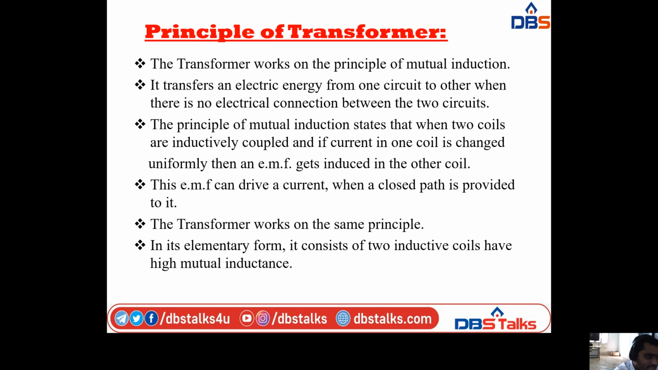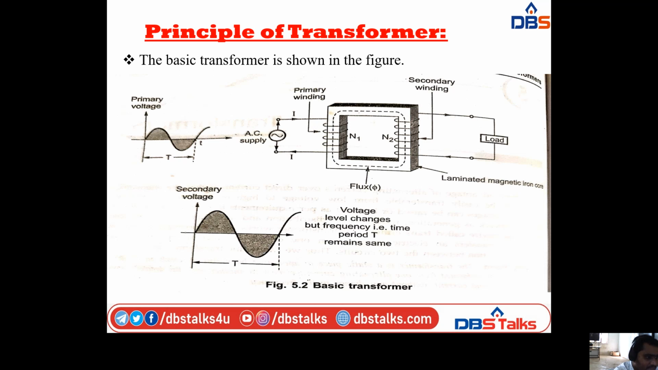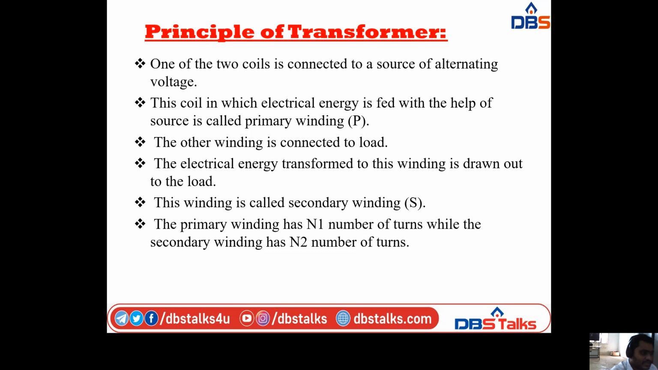So this is the principle, and coming to the next one, the working of the transformer. We have two coils. One of the two coils is connected to a source of alternating voltage. This coil, which receives electrical energy with the help of the source, is called the primary winding.